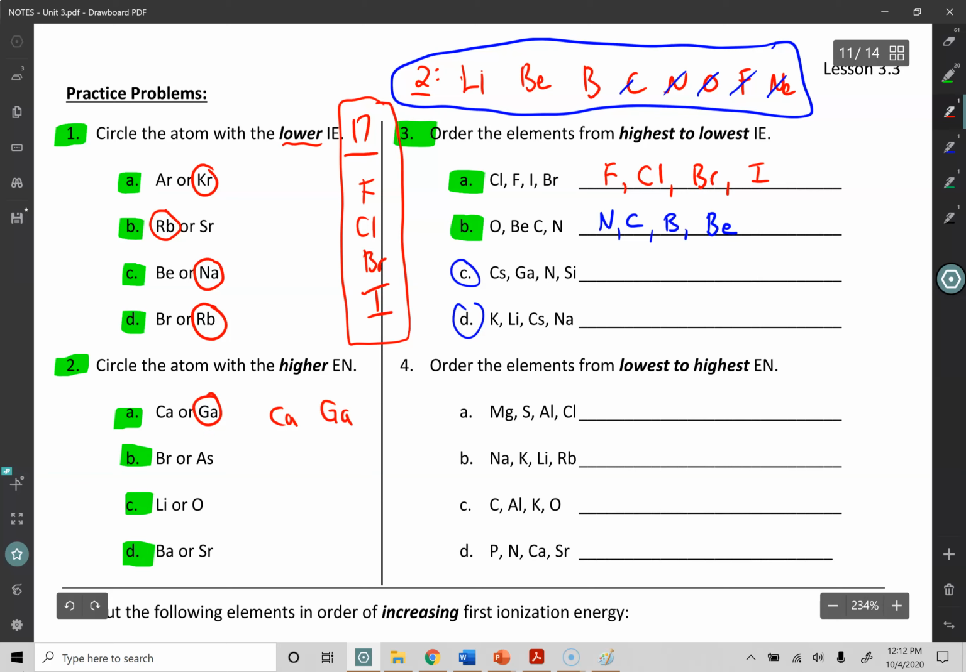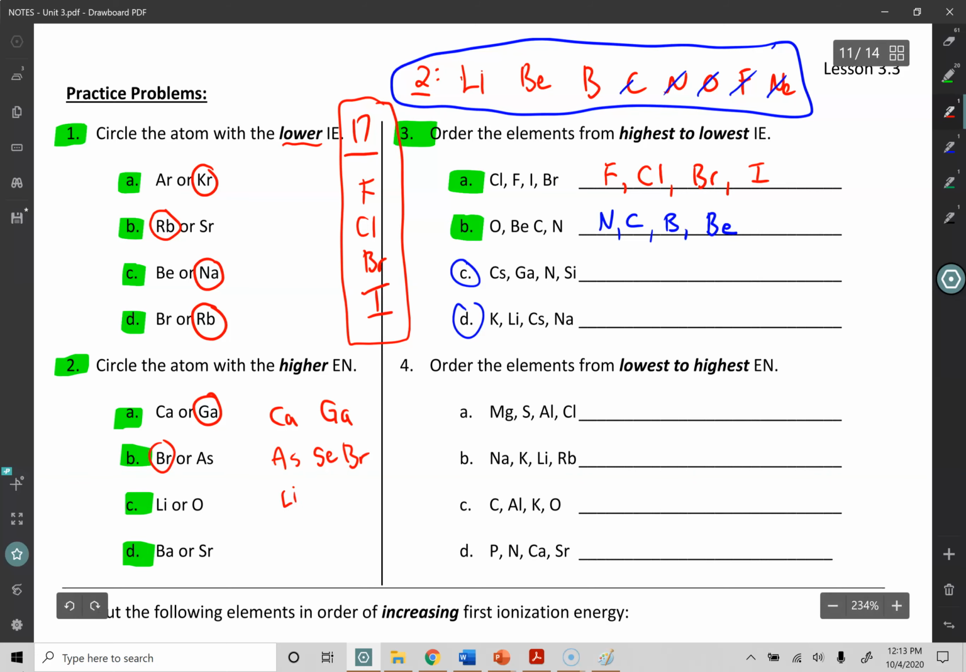It's closer to fluorine. If we look at bromine and arsenic, we've got arsenic, selenium, and bromine all within the same period of the periodic table. The greater electronegativity is going to be, in this case, bromine, because it's farther to the right.